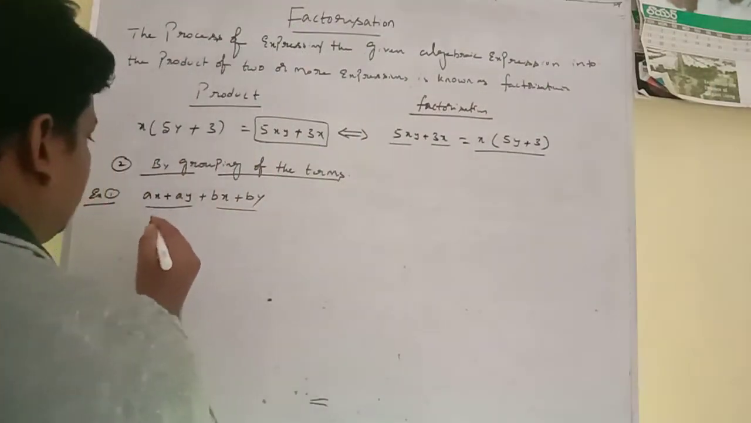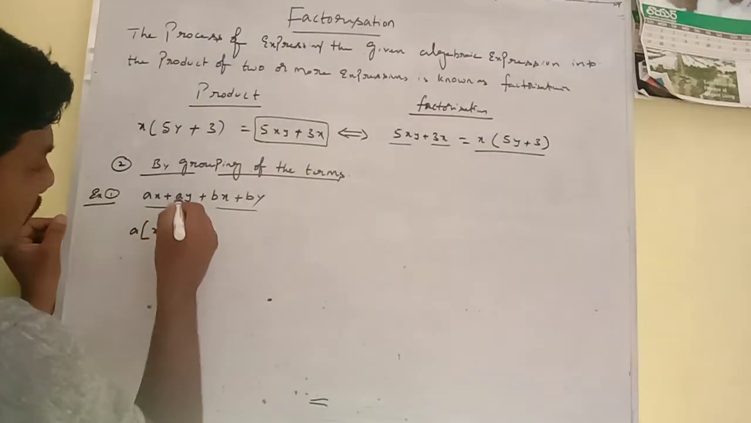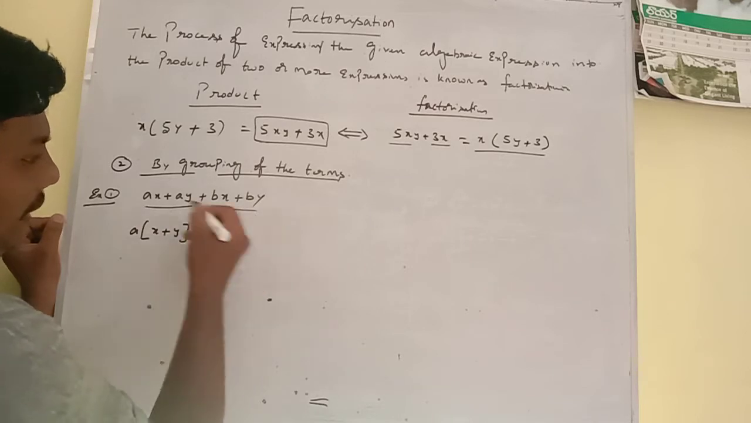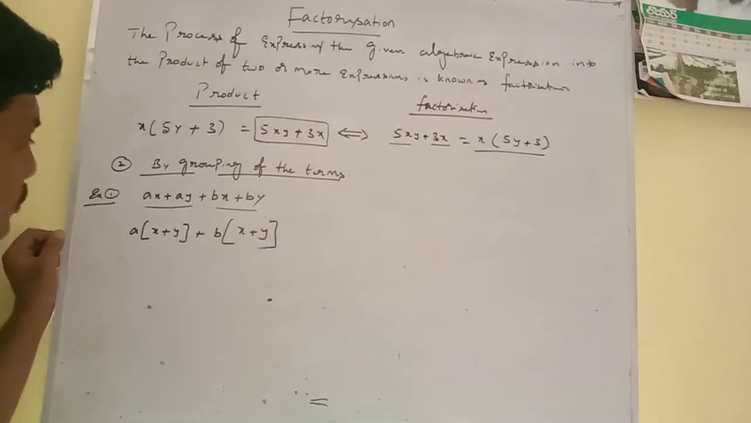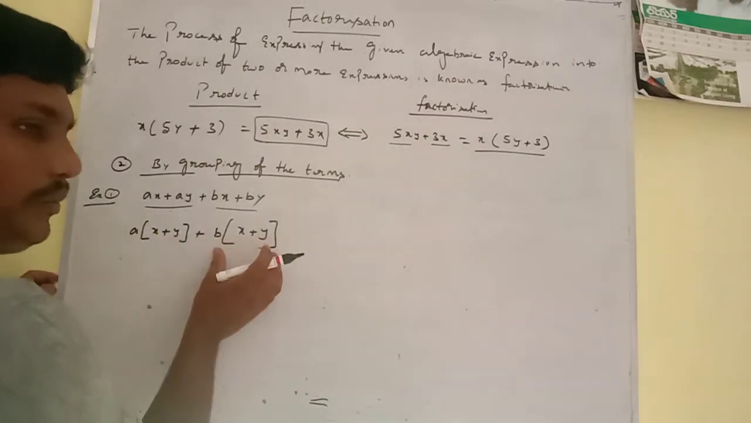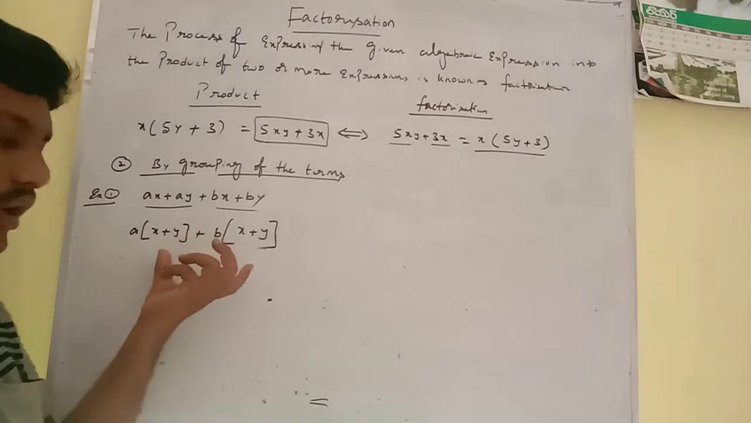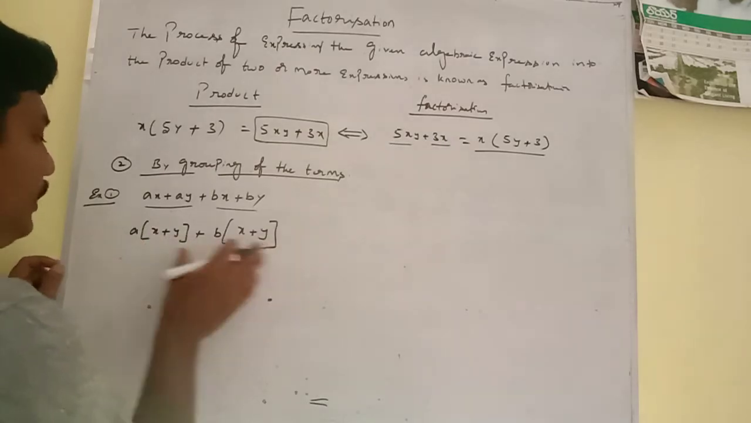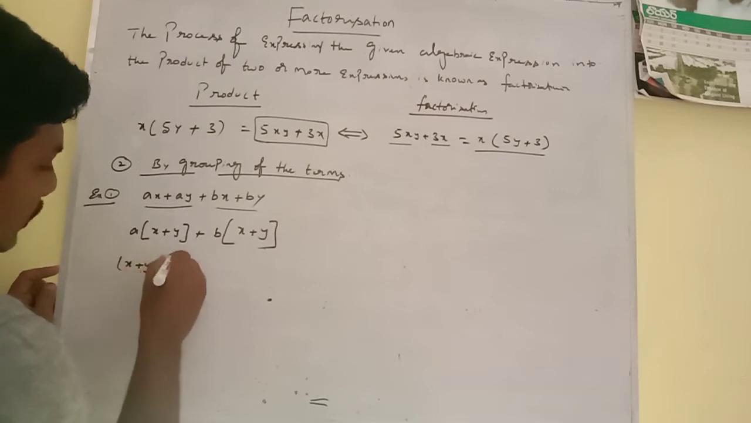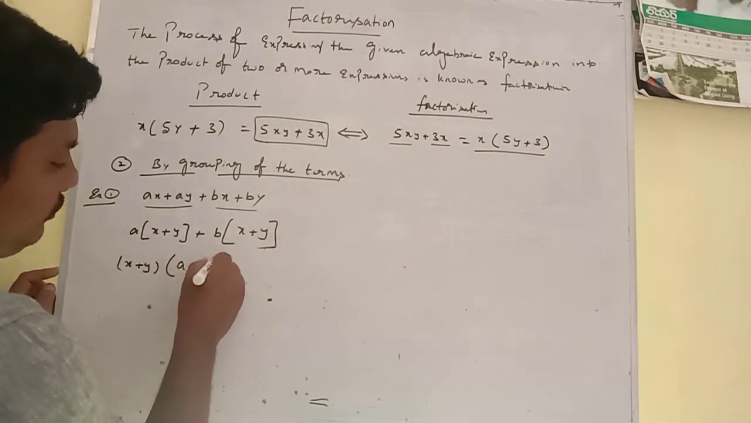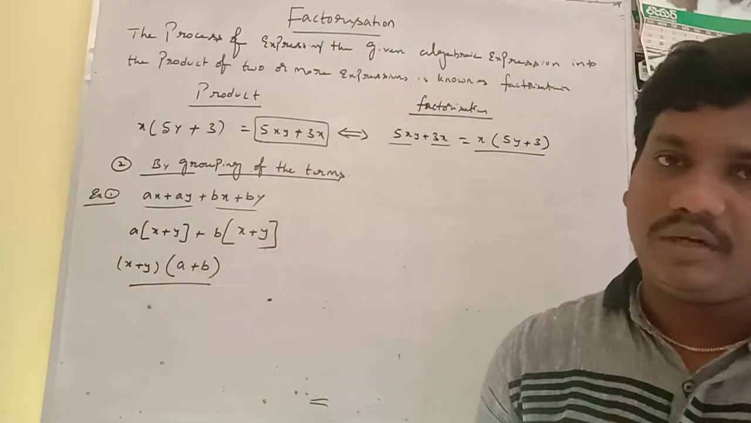Now by grouping these terms, from the first 2 terms we take a as common, so the remaining is x plus y. By taking b as common from the other 2, it is x plus y. So now this is one product and this is another product. In this, x plus y and x plus y is a common factor again. So I take x plus y as the common factor. The remaining value is a and the remaining value is b. This becomes x plus y into a plus b. This is called factorization by grouping the terms.